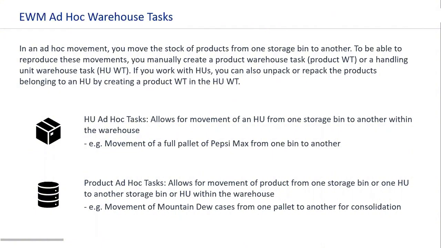HU ad hoc tasks allow for movement of a HU from one storage bin to another within the warehouse, e.g. a movement of a full pallet of Pepsi Max from one bin to another. Product ad hoc tasks allow for the movement of product from one storage bin or one HU to another storage bin or HU within the warehouse, e.g. movement of Mountain Dew cases from one pallet to another for consolidation.